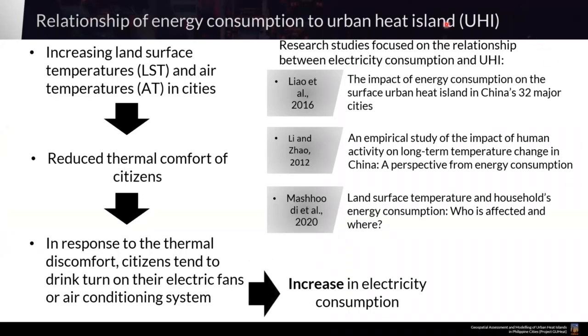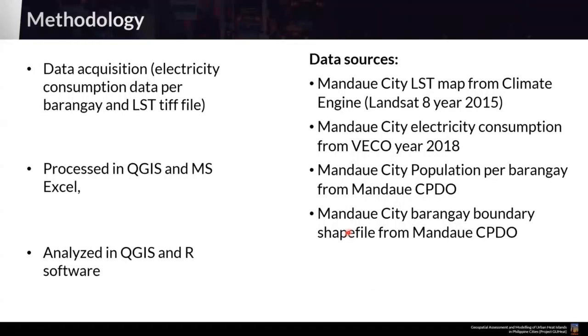Here are some key researches that focus on the relationship between electricity consumption and UHI. In this study by Liao and colleagues, it was found out that energy consumption has a significantly positive correlation with nighttime UHI. They also noted that anthropogenic heat released from energy consumption is an important contributor to the urban thermal environment. This is the methodology and data used in the study.